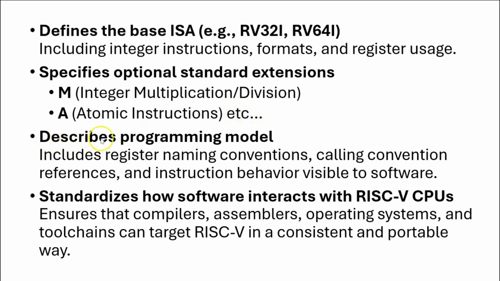Then it also describes the programming model, which includes register naming conventions, calling convention, and instruction behavior visible to software. It also standardizes how software interacts with RISC-V CPUs. Basically, that ensures that compilers, assemblers, operating systems, and toolchains can target RISC-V in a consistent and portable way.